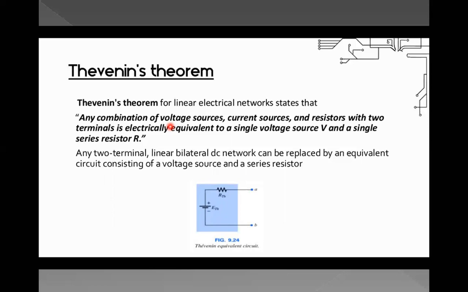Unless we see the circuit diagram, we may not immediately follow the statement, but once we prove it using a linear network circuit, I'll go back and repeat the statement for Thevenin's theorem. Any two terminal linear bilateral DC network can be replaced by an equivalent circuit consisting of a voltage source in series with a resistor. So basically Thevenin's theorem is saying that any linear network can be replaced with a single voltage source in series with a single resistance. This is how it looks.